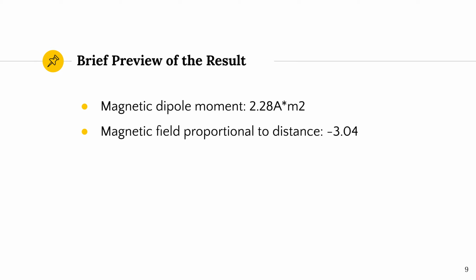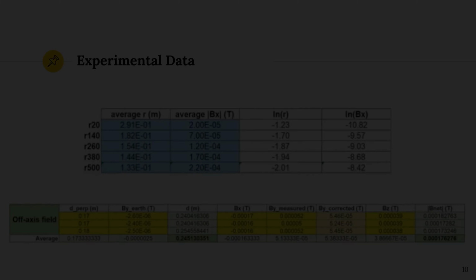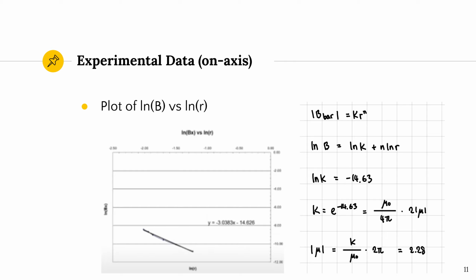For a brief preview of the results, magnetic dipole moment is 2.28 ampere meter squared, and magnetic field proportional to distance is negative 3.04. And this is the experimental data on and off the axis. From the experimental data on axis, I was able to calculate the magnetic dipole moment using the slope of ln B versus ln r through the calculation shown.